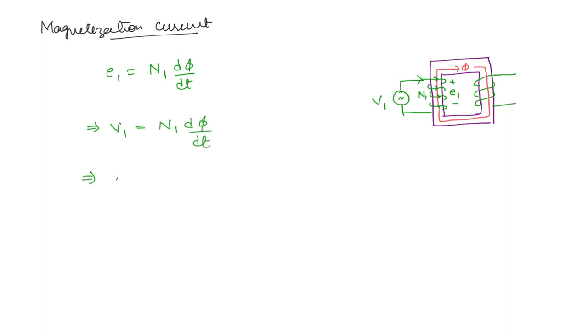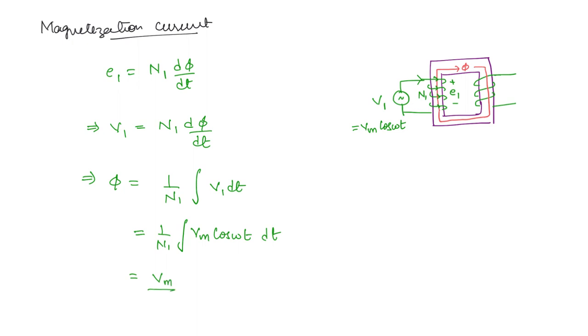So from here what will you get? Phi is going to be 1 by N1 integral V1 dt. Now the source voltage is an AC source. So if you take it as Vm cos omega t, then phi is going to be 1 by N1 integral Vm cos omega t dt. So what you are going to get is Vm by omega N1 sin omega t. So here we see that the flux is a sinusoidal quantity.